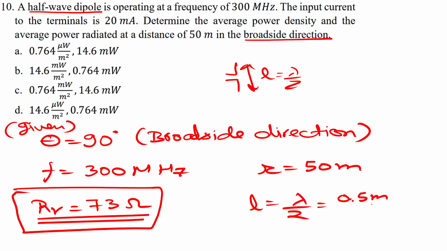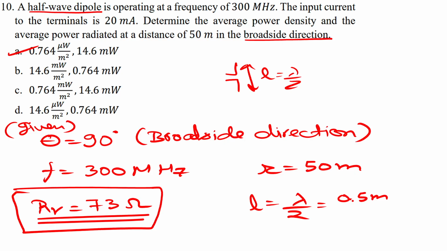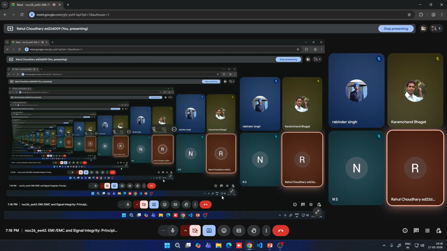If we match it with the given options, the correct option is option A, 0.764, and P average is 14.6 milliwatt. In the problem we have to find the average power density and the average power radiated at a distance of 50 meters in the broadside direction. Broadside direction is when theta is 90 degrees. I hope this is clear. If you have any doubt in question number 10, please let me know.